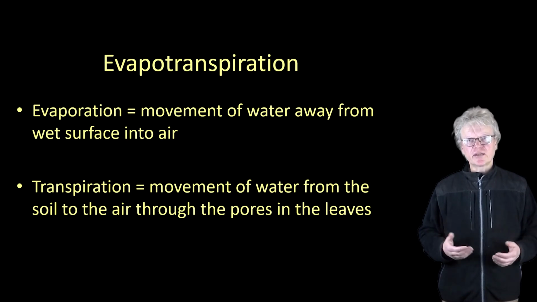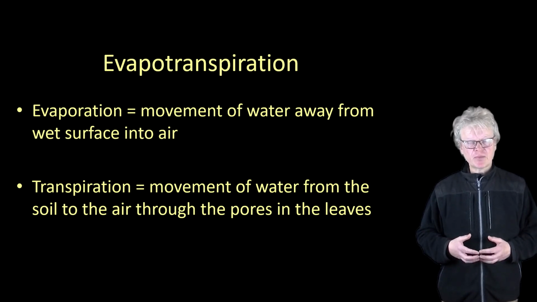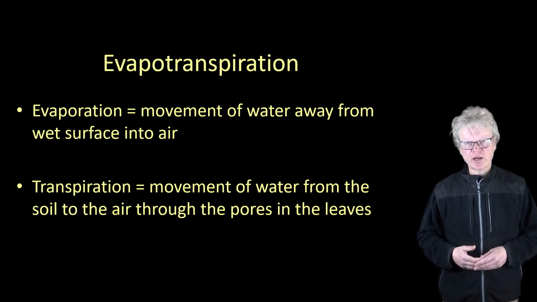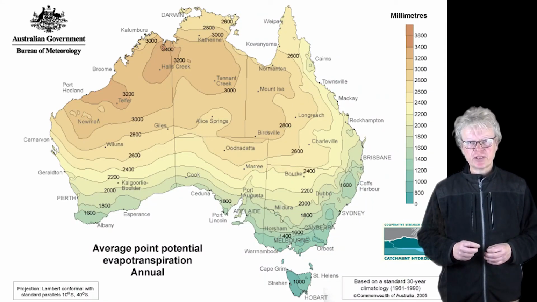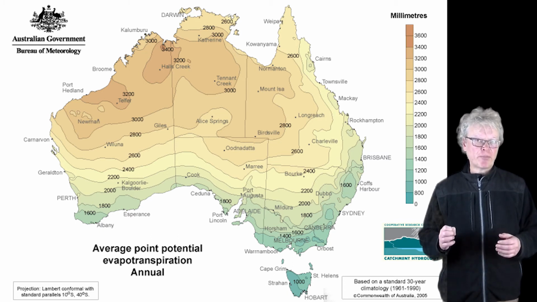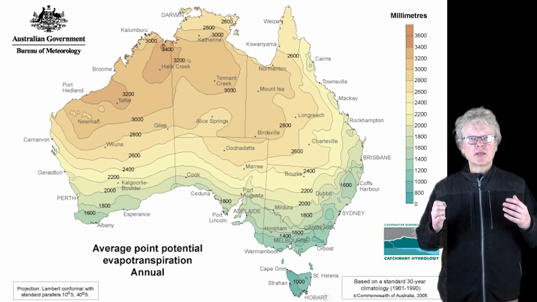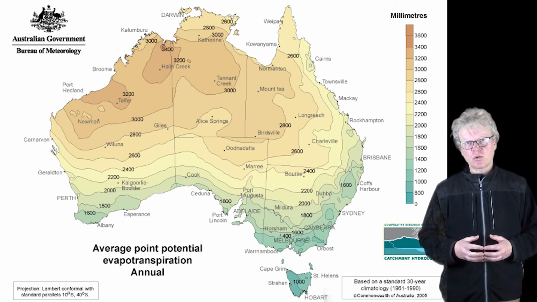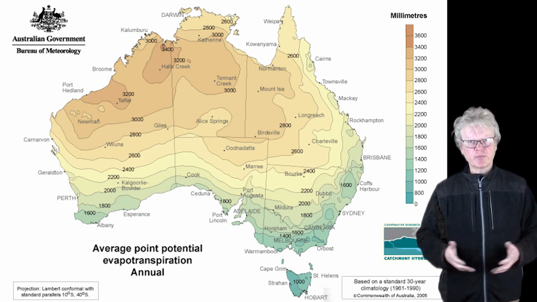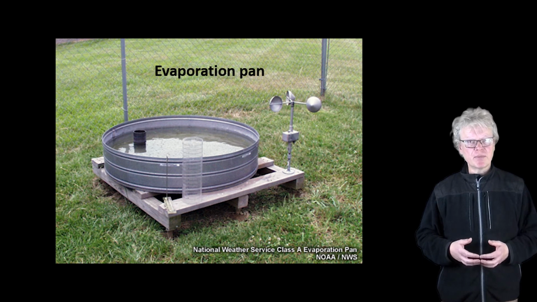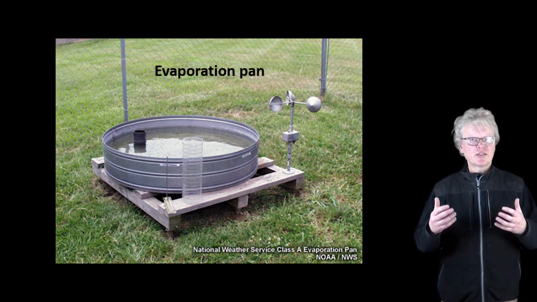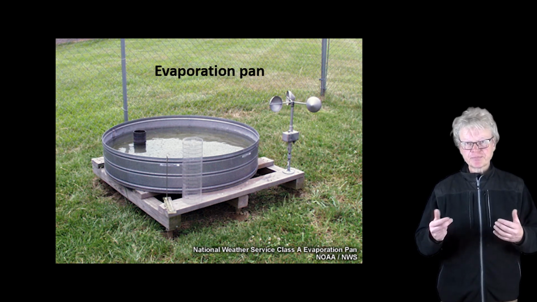Now we can look at evapotranspiration. Let's have a look at it in Australia. This is a map of what we call potential evapotranspiration. This is the maximum amount of water that could be evaporated if there was unlimited amount of water in different parts of the country. Now we use this piece of equipment to measure evaporation. It's called a pan evaporation.